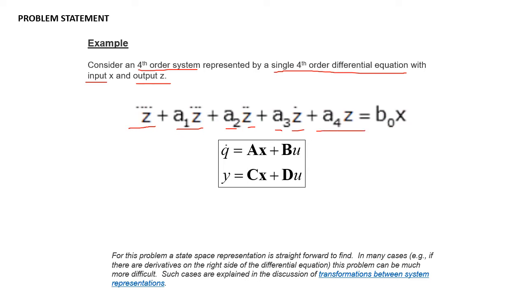We also have q dot is Aq plus Bu, and y is equal to Cq plus Du. Let's note that for this problem, a state space representation is straightforward to find, but in the case where there are derivatives on the right side of the differential equation, this can be much more difficult to solve. So this is just a simple case that we'll go through to understand the format and how to approach the solution. Some of these more difficult cases are explained in discussions of the transformations between system representations.